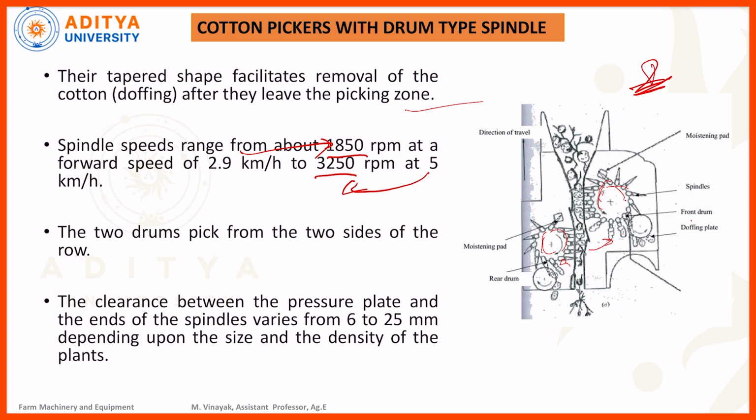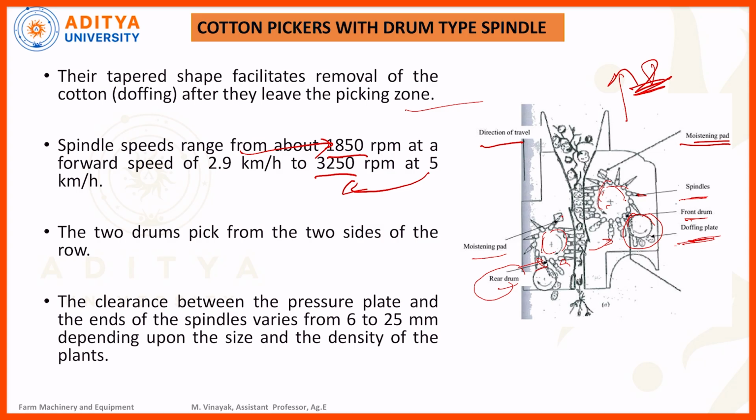Here we can see the different parts in the drum type cotton harvester. This one is a moisturizing pad, and the direction of travel. The cotton machinery will travel in this direction. Here also moisturizing pads are there, spindle, this one is a tapered section, front drum, and doffing plate. Whatever cotton crop is harvested, we need to collect at the stage of the doffing plate. This one is the rear drum. So these are the different components in the cotton harvester.